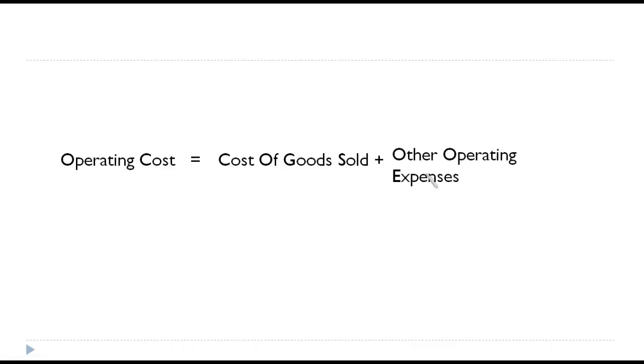First of all, operating cost is nothing but the cost of goods sold. I mean, if you're making a sale, what is the cost of that goods sold plus other operating expenses? What are the other operating expenses related to that sales? That's more important. So operating cost is nothing but cost of goods sold and other operating expenses. Now you will have a question, what is this cost of goods sold and what are these other operating expenses? We'll see that. The cost of goods sold can be divided into two types.